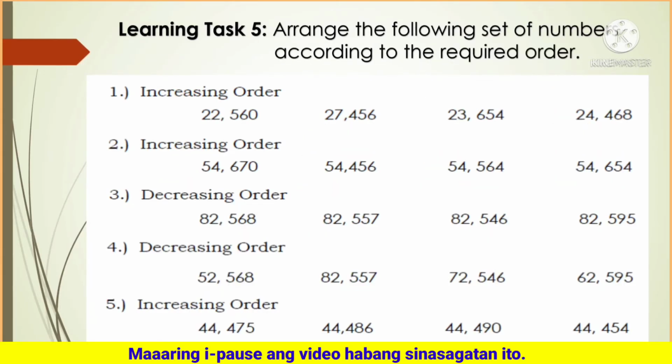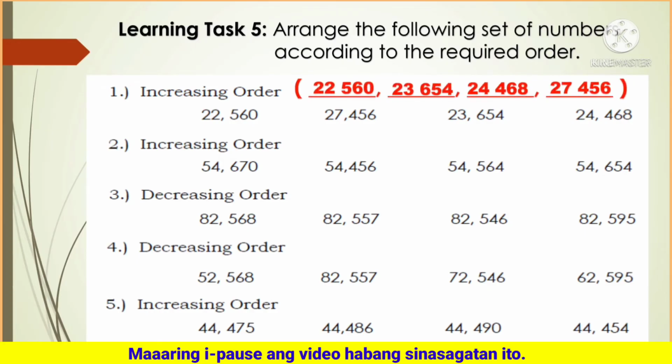Learning task 5. Arrange the following sets of numbers according to the required order. So, ibig sabihin, iaayos mo ang mga sumusunod na bilang ayon sa hinihinging pagkakasunod-sunod. So, ang unang bilang ay mayroon ng sagot. Kaya, gawin mo na lang ang mga kasunod pang bilang.